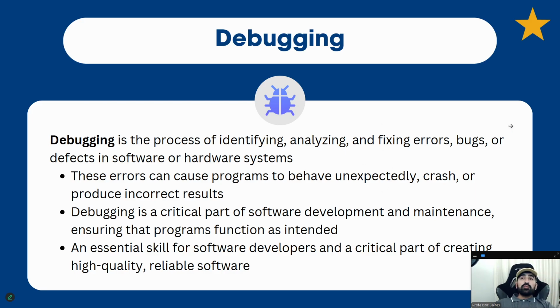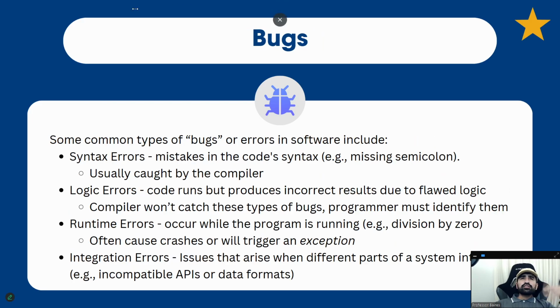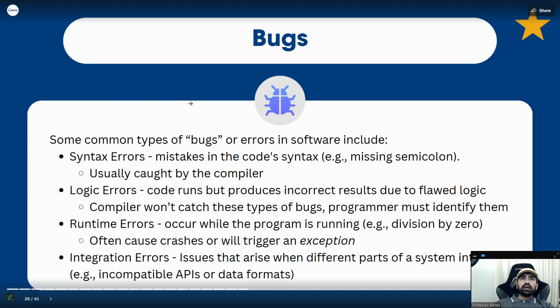So ideally you debug before you hand that program over to your user. Maybe your user finds the bug and then you have to go back and fix it and give them that updated version. So some common types of bugs you're going to encounter.